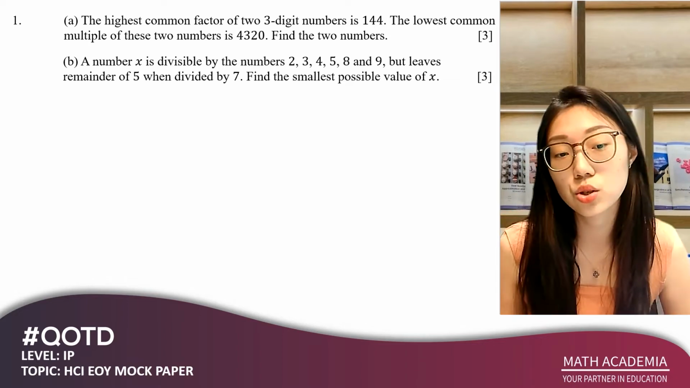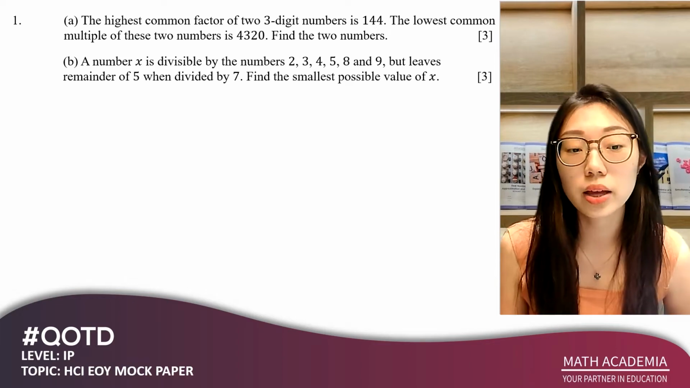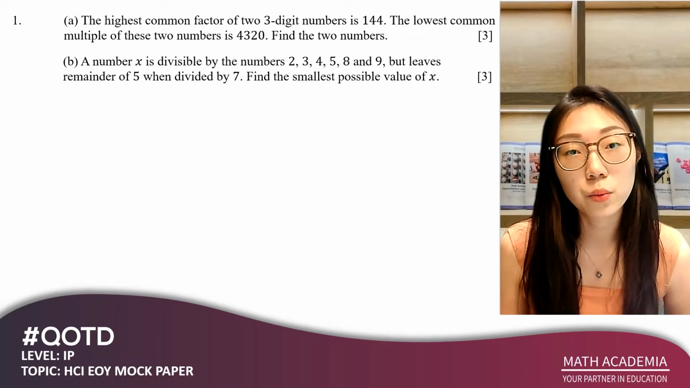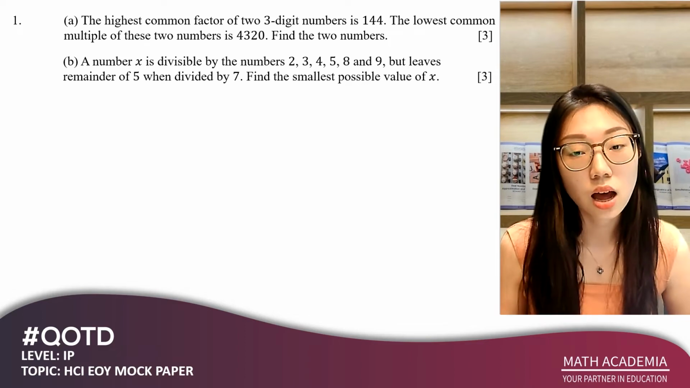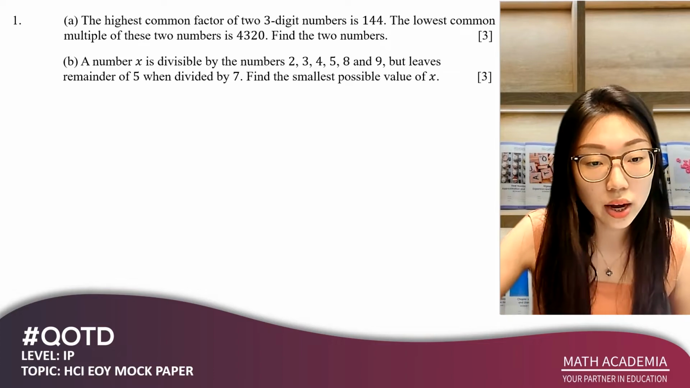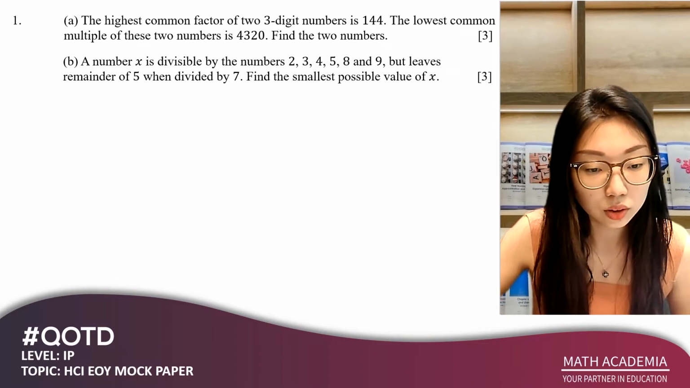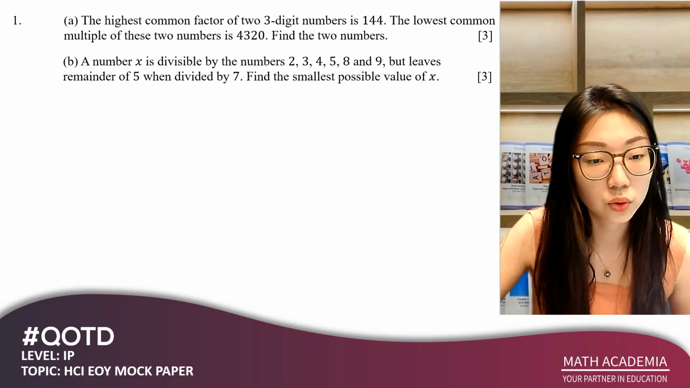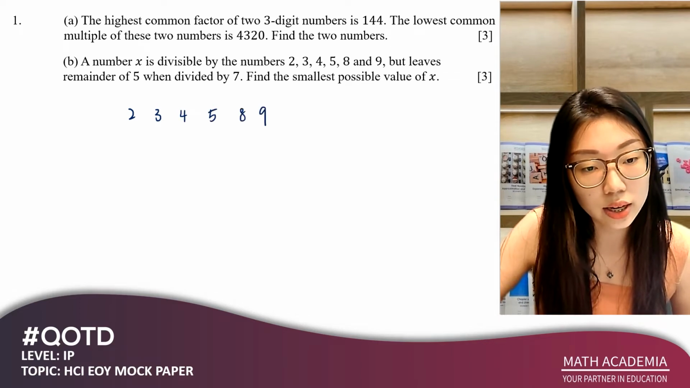But let's take note that 2 and 4 have a common factor of 2. So by multiplying 2 and 4, I will be finding a multiple that is larger than the lowest common multiple. So what I would do would be to list down 2, 3, 4, 5, 8, and 9.